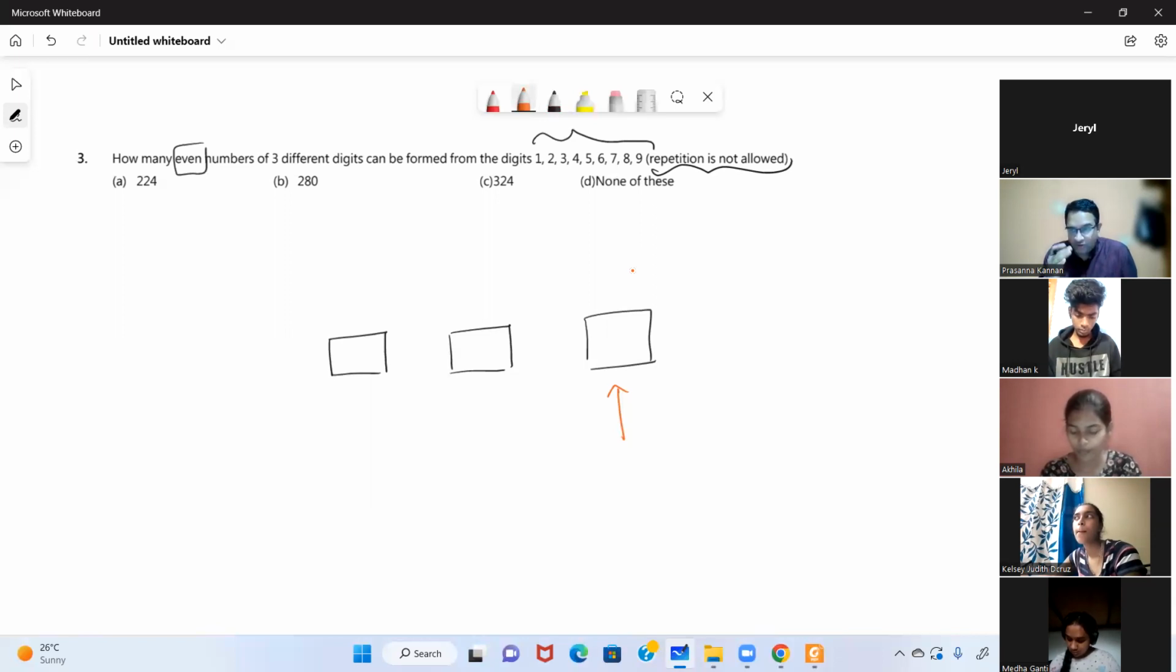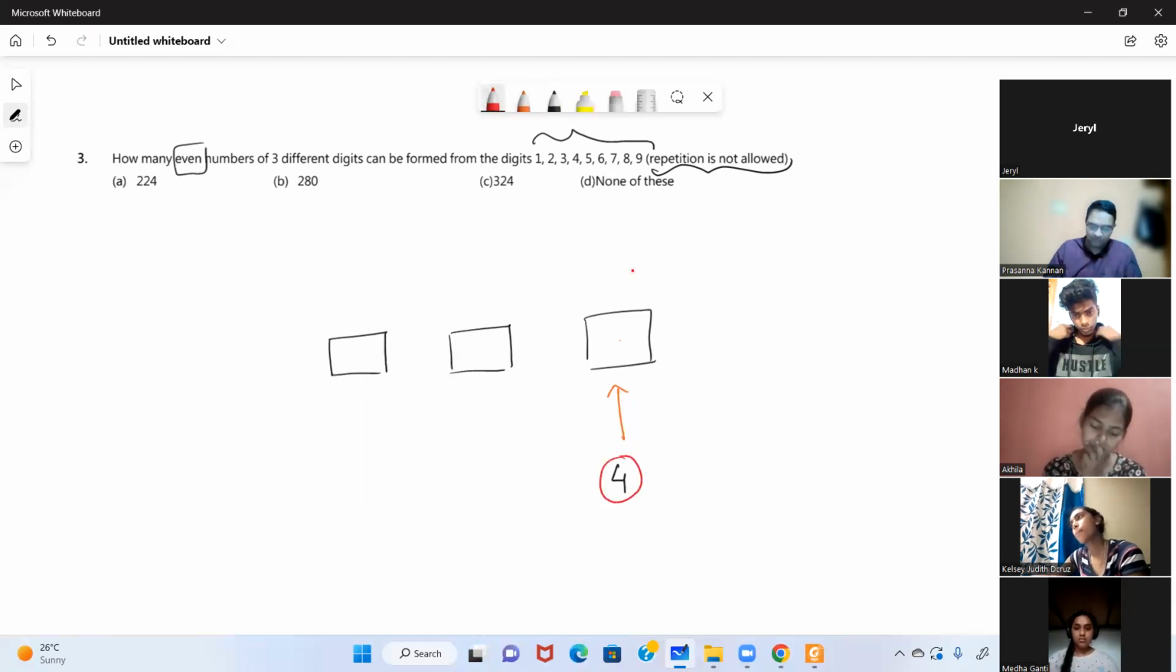So how many possible ways of filling this position, guys? 4. Very good. Either you can fill it with 2 or 4 or 6 or 8. So how many ways? 4 ways of filling this. Therefore, the units place can be filled in 4 ways.